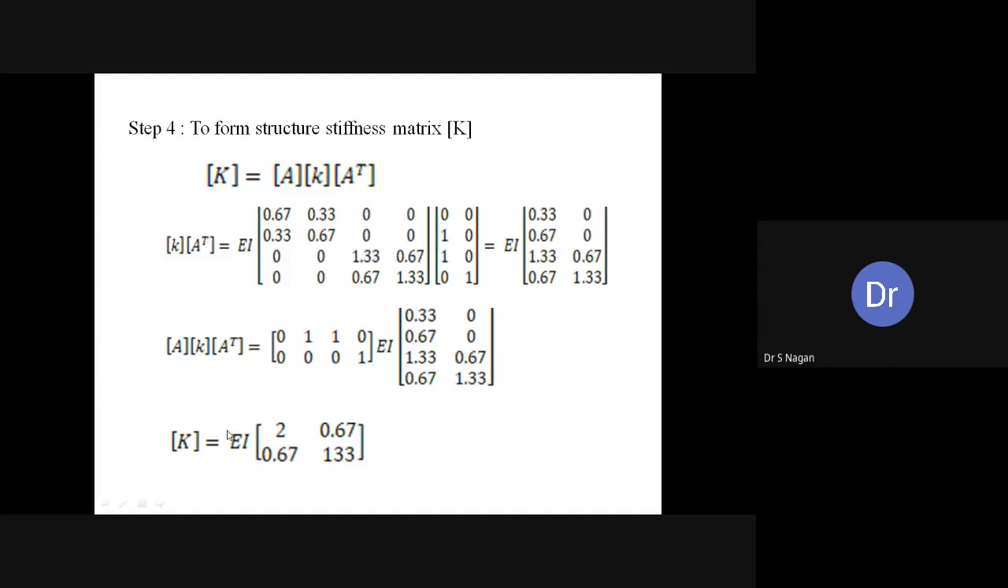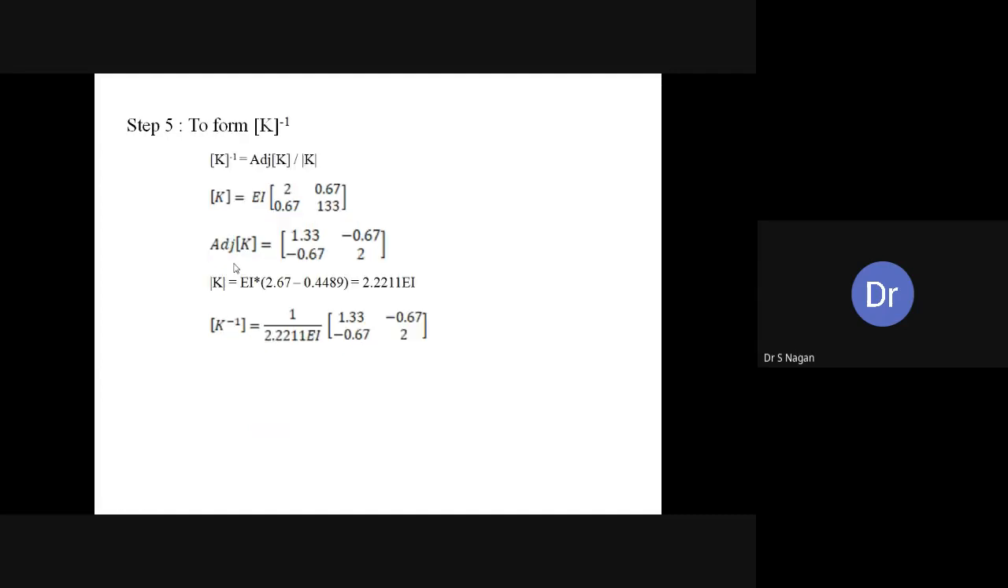Therefore, you get capital K as a 2 by 2 matrix: 2, 0.67, 0.67, 1.33. Yeah, this is 1.33, please check and make the change. This is capital K, so this is step 4. Step 5 will be K inverse. K inverse will be adjoint K divided by determinant K, so 1 by determinant times adjoint K.